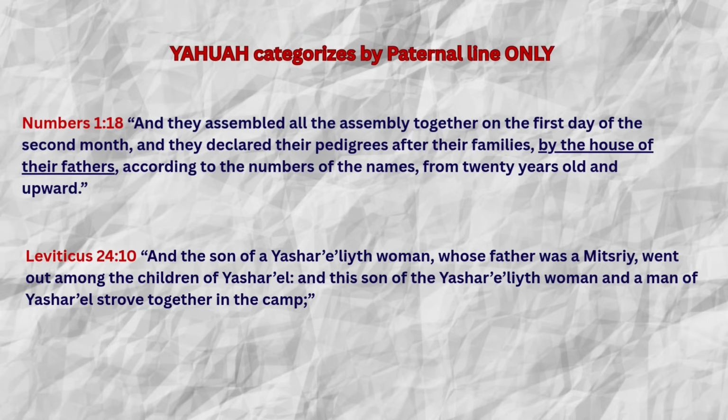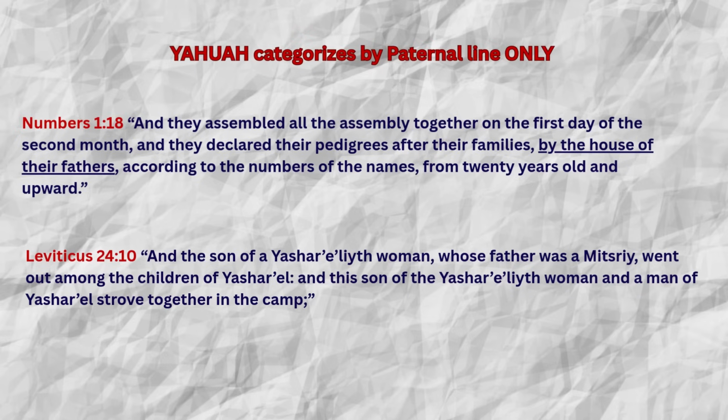Now, the thing to pay attention to here is that twice in both these sentences, the son of the Israelite woman is described as just that, the son of an Israelite woman. However, the Israelite man is called a man of Yashar'el. So a distinction is being made between what is considered a man of Yashar'el and the son of an Israelite woman, or the son of a Yashar'elite woman.